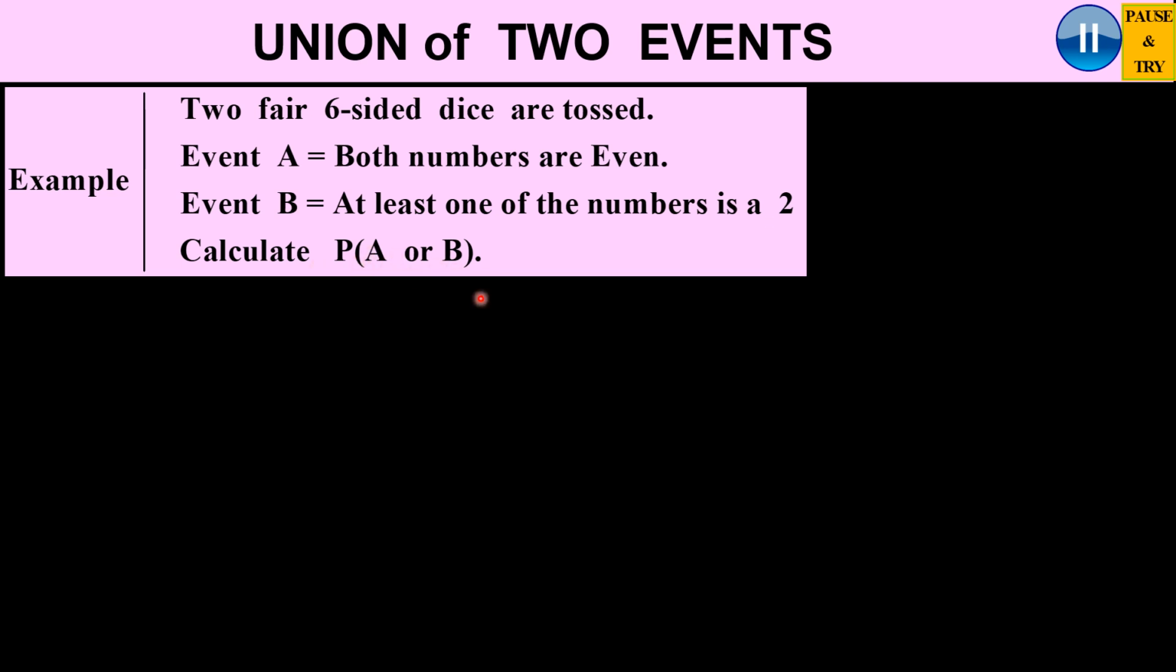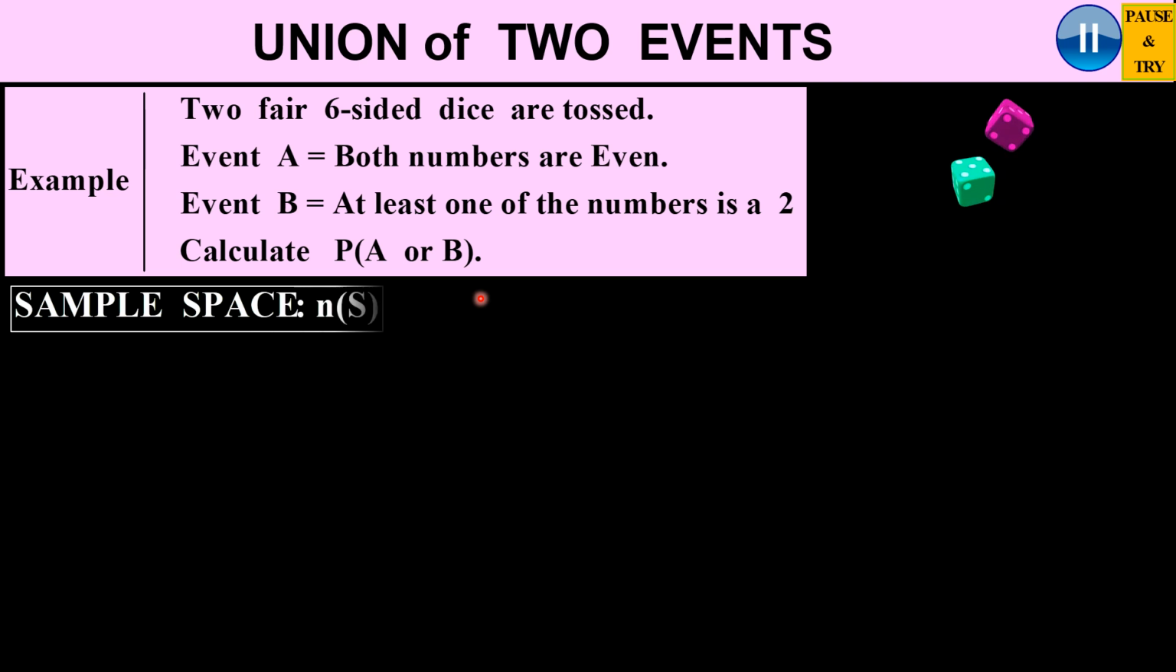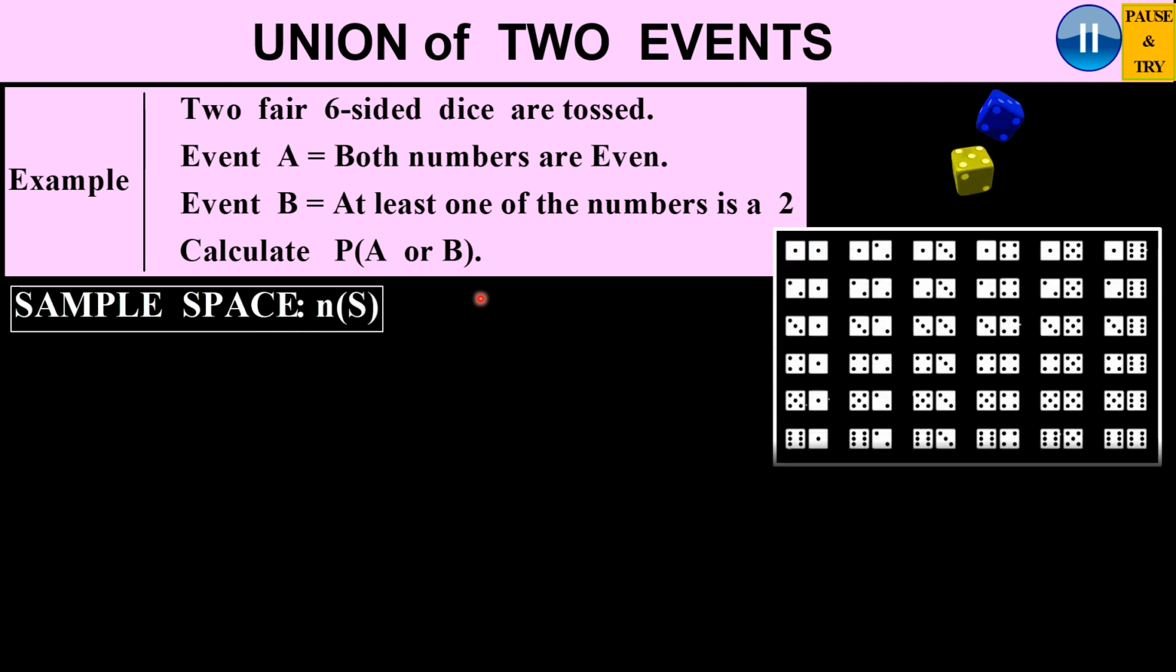Let's start off first of all by looking at the sample space. If we toss 2 dice, what would the sample space be? That's correct. These are the cases there. 1, 1, 1, 2, 1, 3, 1, 4, 1, 5, 1, 6, etc. If we count that, that's 6 by 6. So the size of the sample space would be 36.